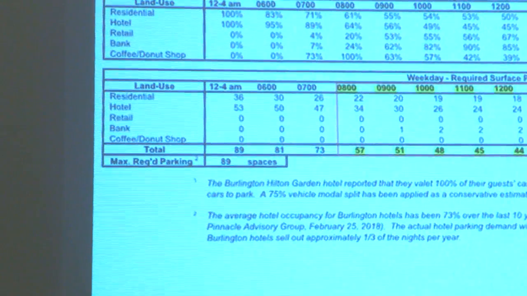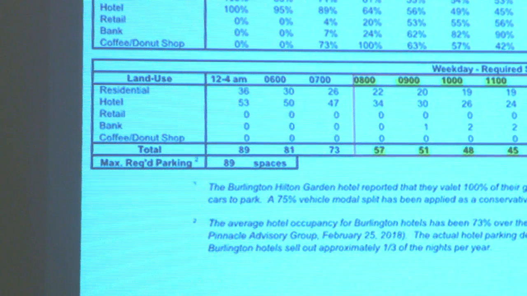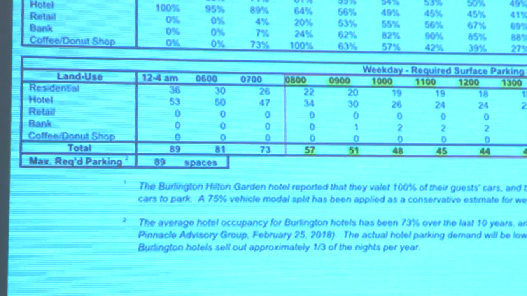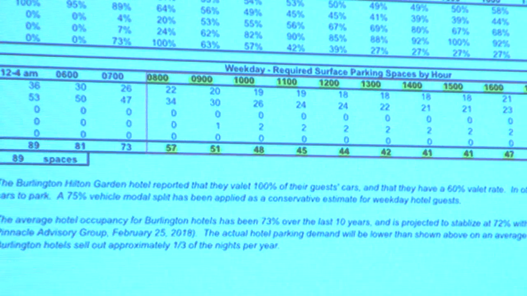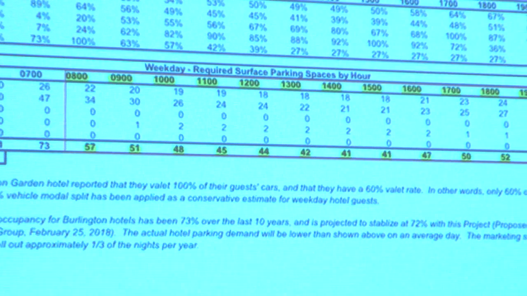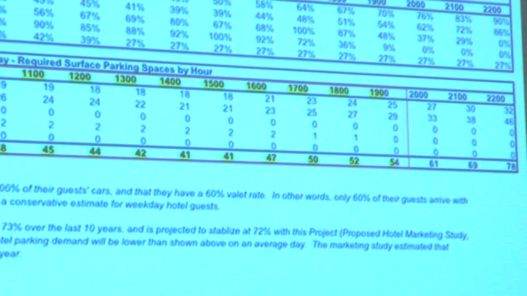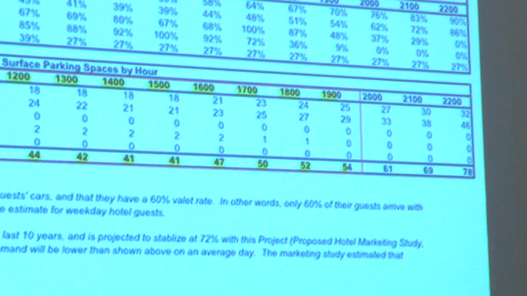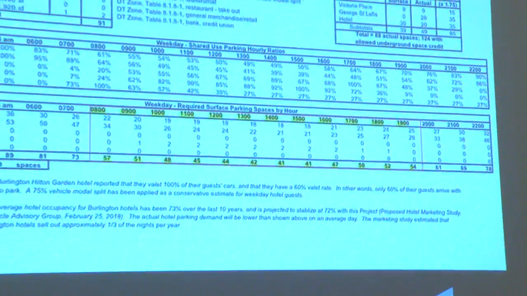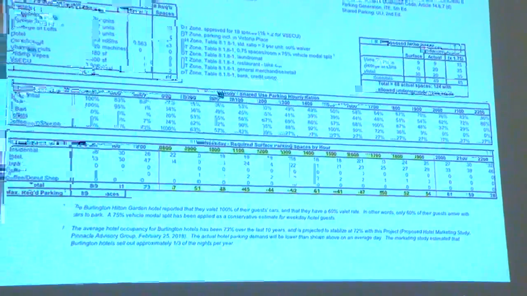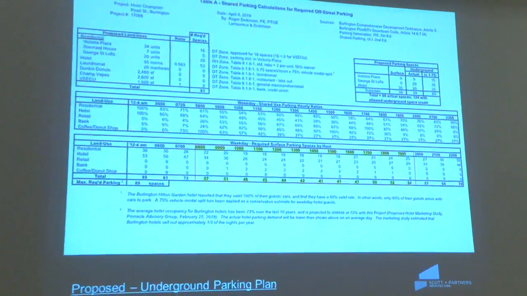The other interesting factor is the valet factor that we got from the other hotel, which valets all of their cars. They find in their calculations that 60% of their people actually show up in cars. The rest don't have cars. So if you use the 60% number instead of the 0.75 number, these numbers actually go down. Either way we look at it, we will have at least 30 spaces available from 8 o'clock in the morning till 7 o'clock at night. So that's the parking issue.